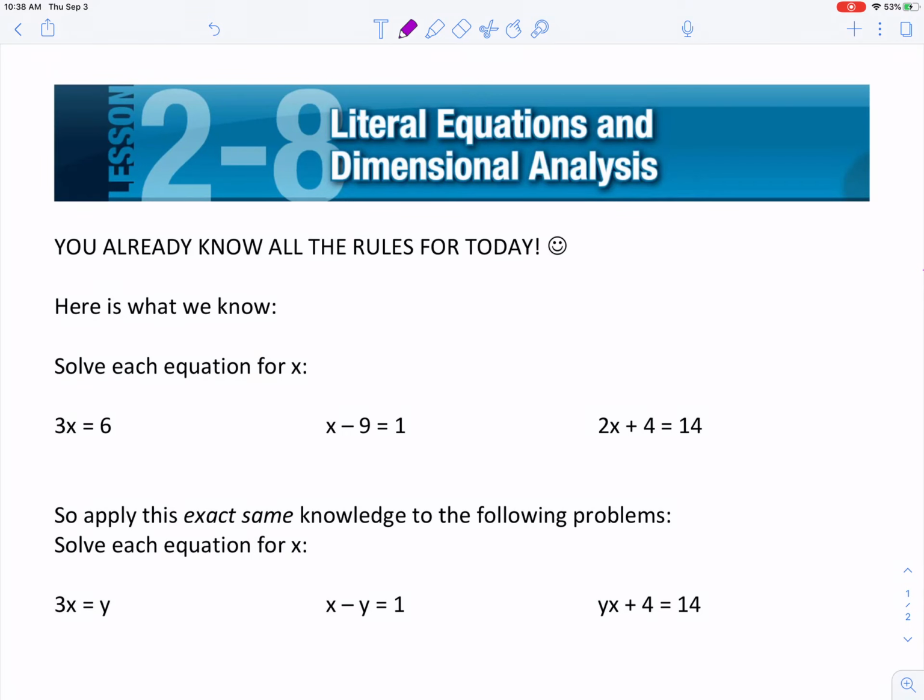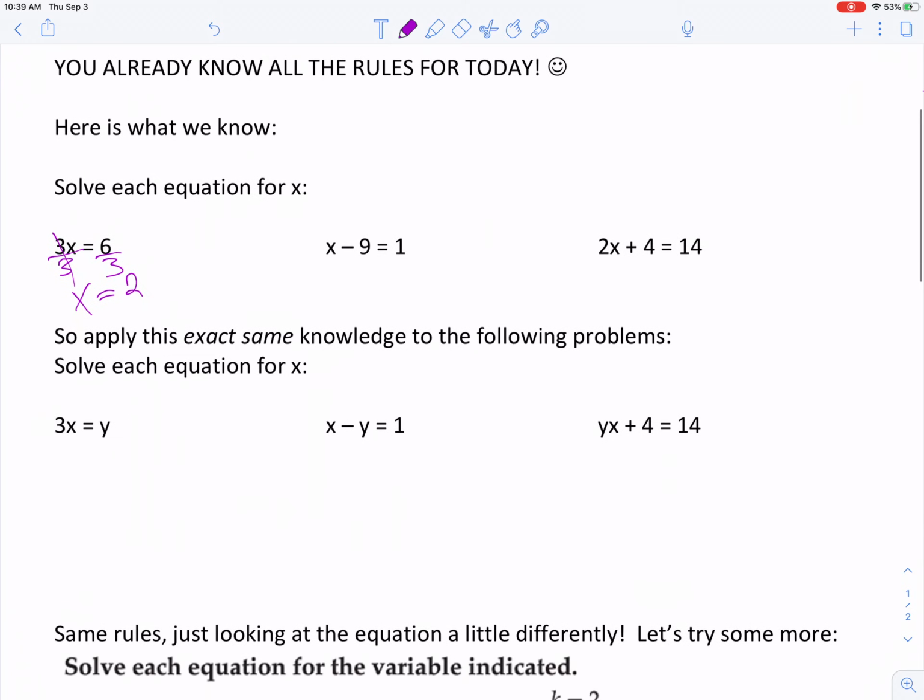Okay, today we're going to be solving some really fancy equations. So for example, if I gave you this first example here, 3x equals 6, you would tell me to solve by dividing by 3. Okay, x equals 2, no big deal. You're going to apply this exact same knowledge to the problems today. It's just that they're not necessarily going to be using only numbers.